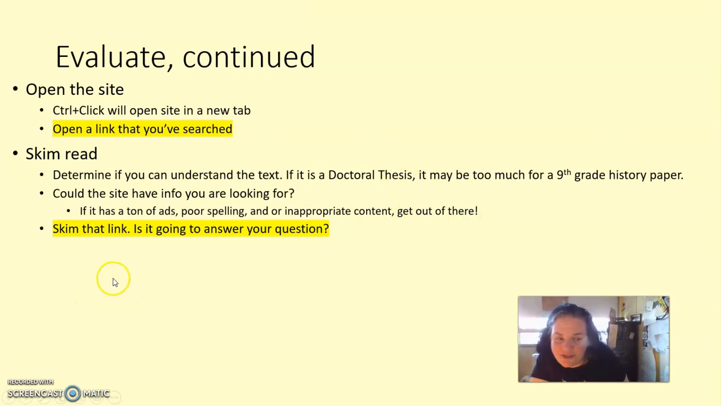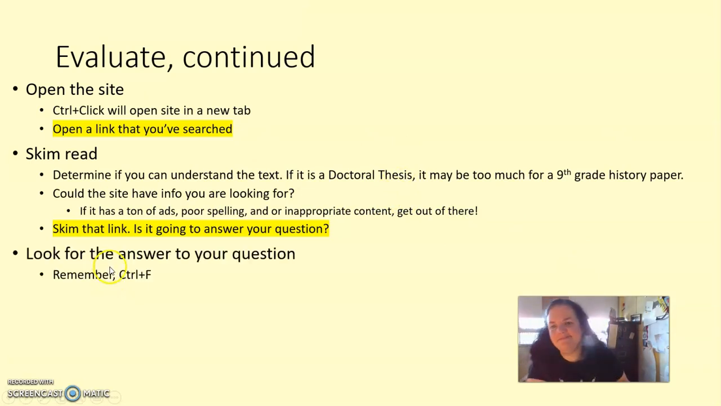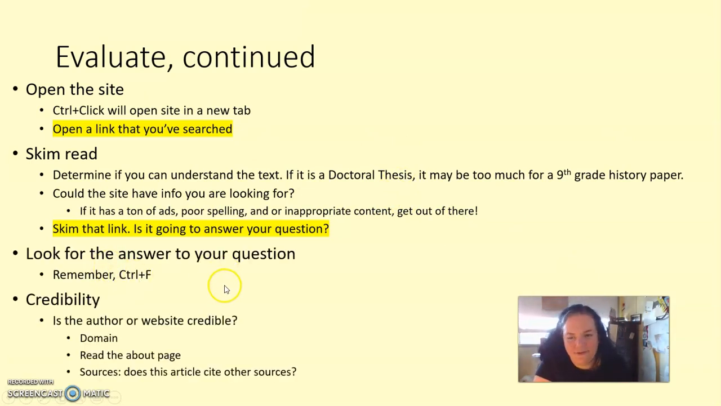Is it going to answer your question? Then look for the answer, right? You've got Control F. Try to figure out if they're credible. Look at the domain, read the about page. Does the article cite other sources?